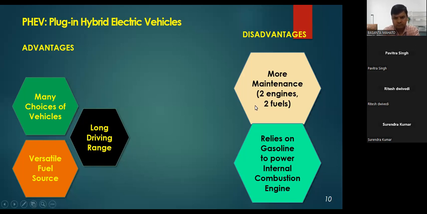But these are the disadvantages of the PHEV: more maintenance cost for two engines and two fuels, and it relies on gasoline to power the internal combustion engine. So this is the case of the internal combustion engine, and this is the case of the electric vehicle. We have the choices of vehicles, versatile fuel sources, and long driving range. So it is improved as compared to previous years.